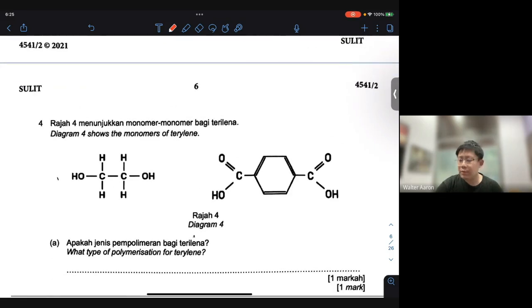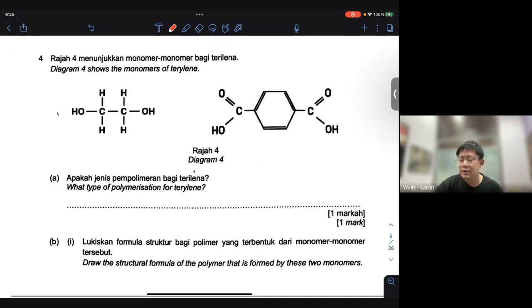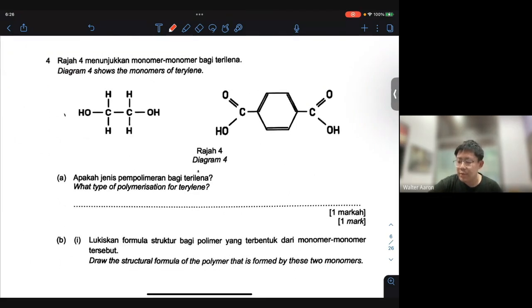Right, next we go to question number 4. Diagram 4 shows the monomers of terylene, which is a type of synthetic fiber. Left side we have a diol, a double alcohol. On the right side we have a dicarboxylic acid. So what type of polymerization for terylene? The answer is condensation polymerization.